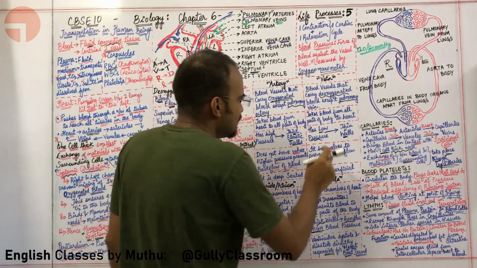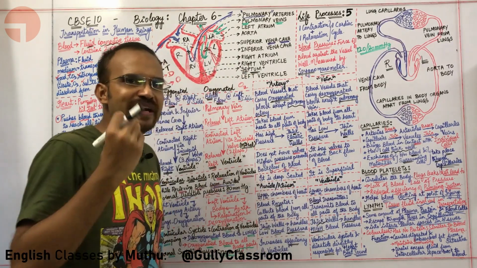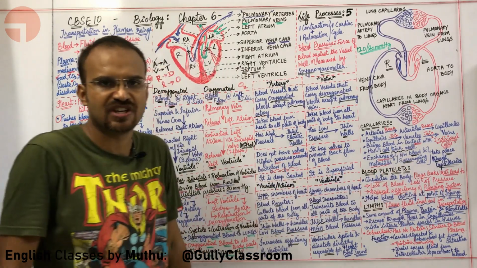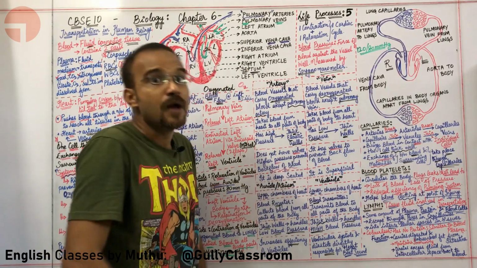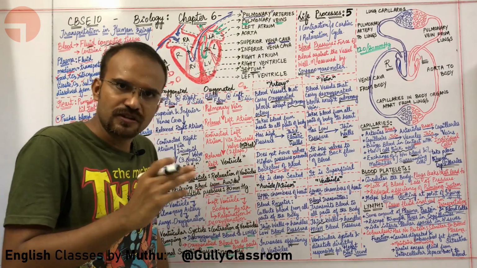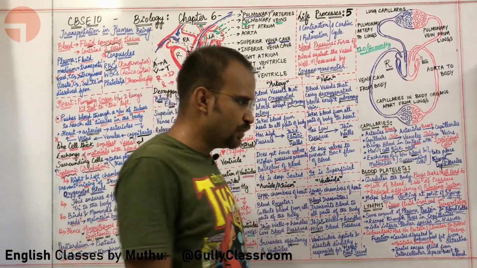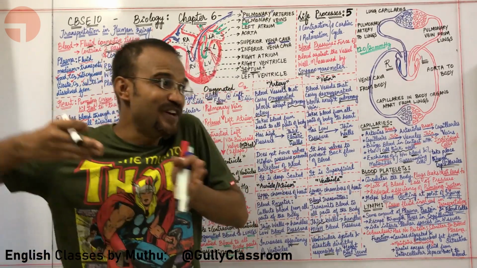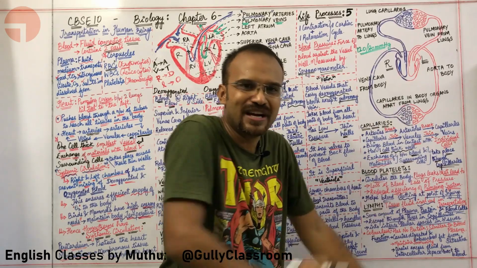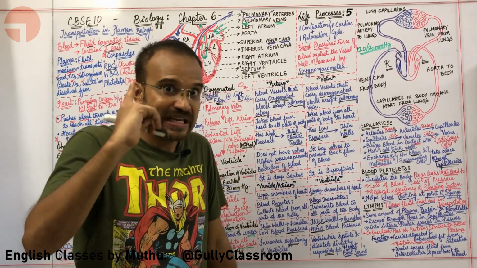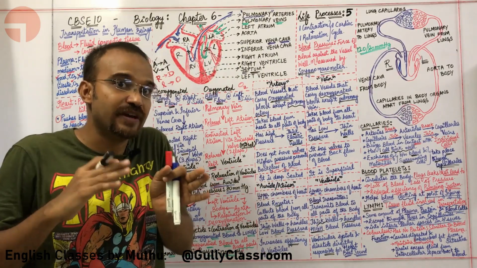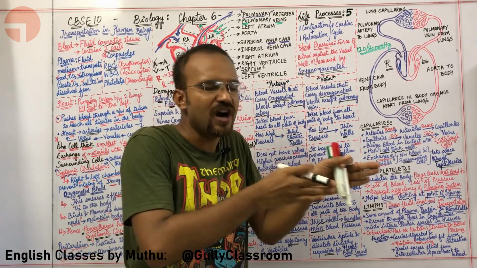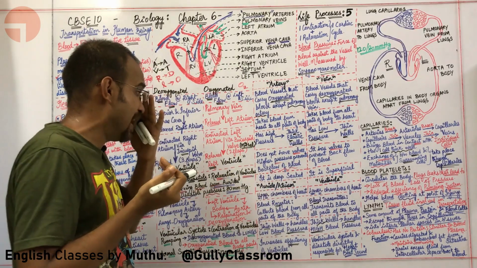But in veins, the pressure is low. So how do veins ensure that blood is flowing only in the forward direction and not in the backward direction? Veins have a lot of valves periodically placed. These valves are one-sided gateways, and they ensure that blood is only flowing in the forward direction and there is no backflow.